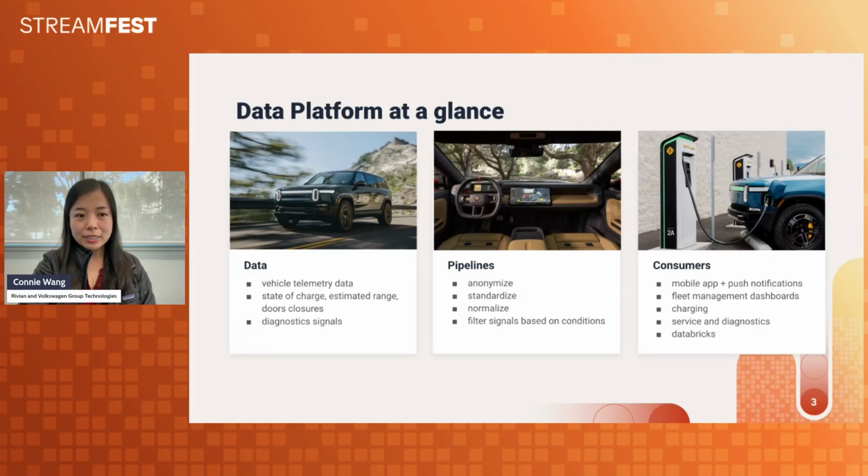Our data platform can be broken down into three major components: the data, the pipelines to process the data, and the consumers of the data. The data itself is vehicle telemetry data, signals like state of charge, estimated range, door closures, diagnostic signals. Then we have the pipelines that will anonymize, standardize, normalize the data, and also certain pipelines that will filter signals based on conditions. And of course, there are the consumers of the data. Teams like the mobile app, fleet management, charging, service and diagnostics, and general analytics use cases that can be served through Databricks.